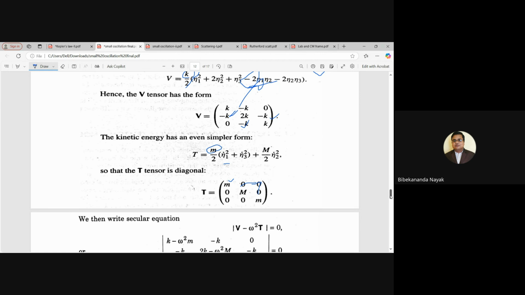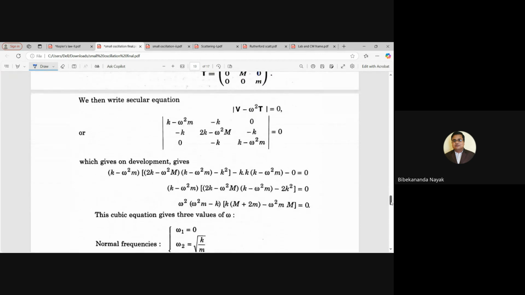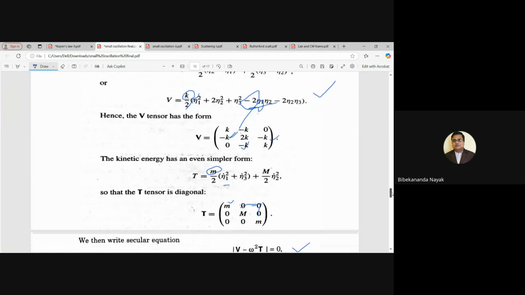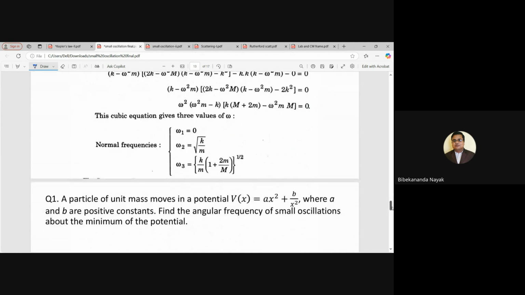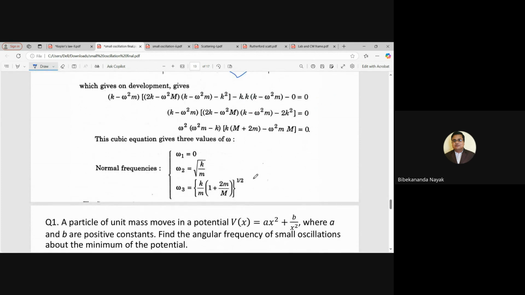Okay. So then we have the equation determinant of V minus omega square T is equal to 0. This is the expression. We have a V matrix and a T matrix, take the difference, V minus omega square T equal to 0, and this will give you different values of omega. Solving this, you get the 3 roots for omega. So there are 3 frequencies. Okay.